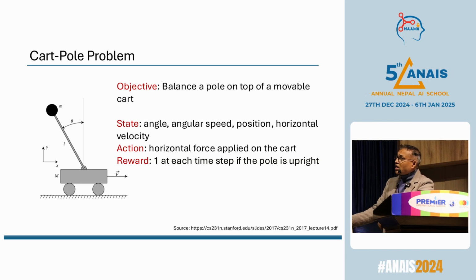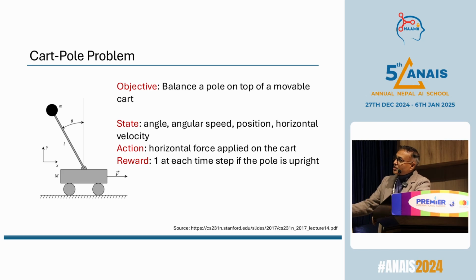Card-pole problem, where you have a pendulum-like structure over here, and you have this card over here. This is a pole, this is a card, and there are wheels over here, okay? So the agent has to move this card horizontally, I mean to the left side or to the right side. You can only move left or right. And the main objective of this one is not to make this pole fall down, okay?